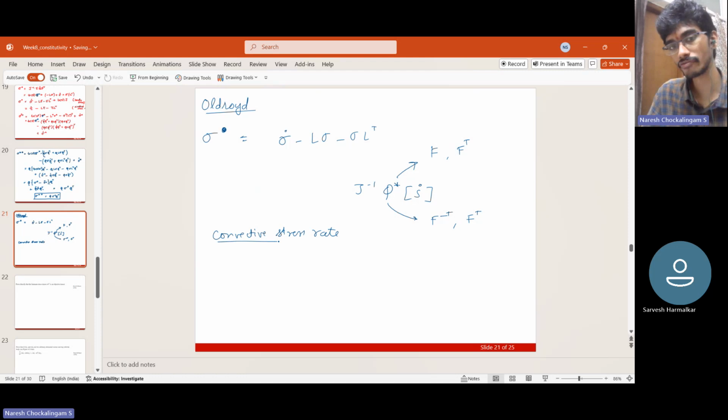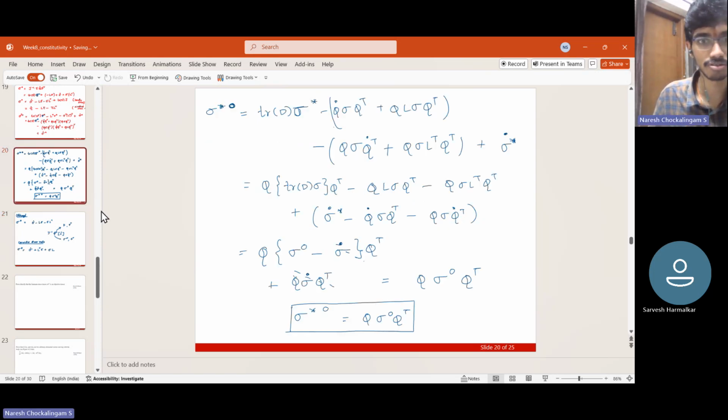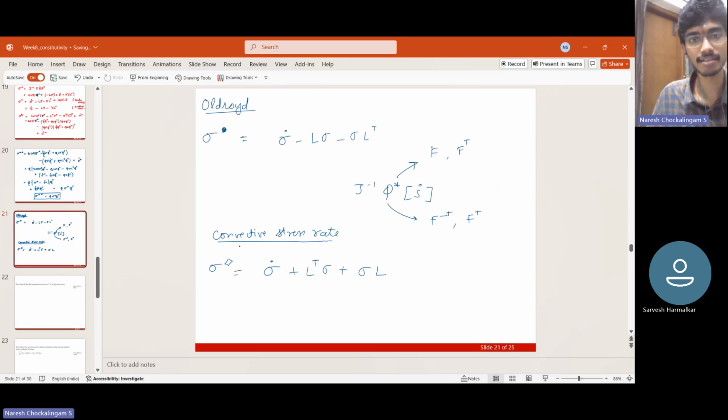This is the rate of stress with respect to a frame of reference that is convecting with the coordinate system. It is denoted by sigma diamond, given as sigma dot plus L transpose sigma plus sigma L. These are actual stress rates. You can show that all of these, the Truesdell stress rate, the Oldroyd stress rate, and the convective stress rate, are frame indifferent.